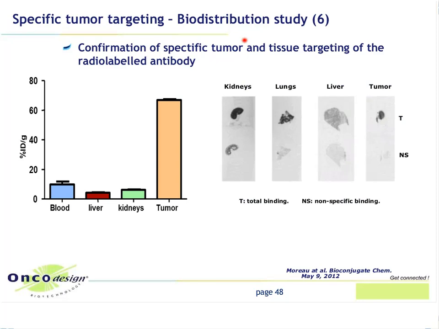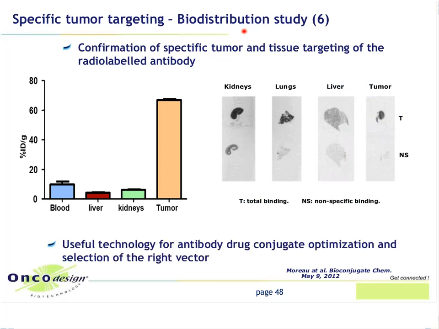And in parallel, we used this LC tissue to check the binding of the indium-111 antibody, again in tumors, but also in different tissues like kidneys, lungs, and liver by autoradiography. So this technique is very useful for antibody-drug conjugate optimization and selection of the right vector. It's possible to perform this kind of specific tumor targeting by SPECT, but also by PET imaging, as we did before.